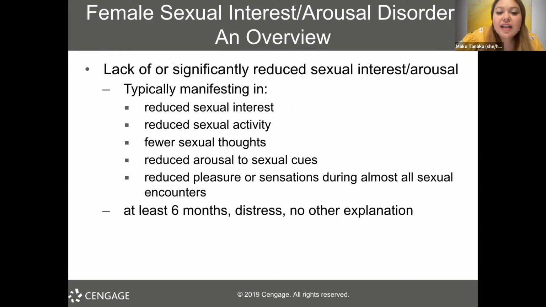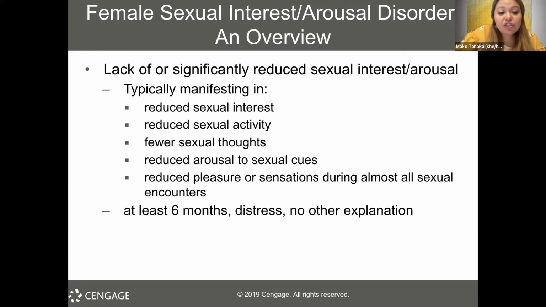Now let's switch gears and talk about a parallel dysfunction in women. Notice this dysfunction is combining both the desire and the arousal phase. And so this is when women experience a lack or significant reduction in their sexual interest and their ability to get aroused. This can manifest in a variety of ways, including reduced sexual interest, reduced sexual activity, fewer sexual thoughts, reduced physiological responses, like there not being as much swelling or lubrication occurring at the arousal phase.